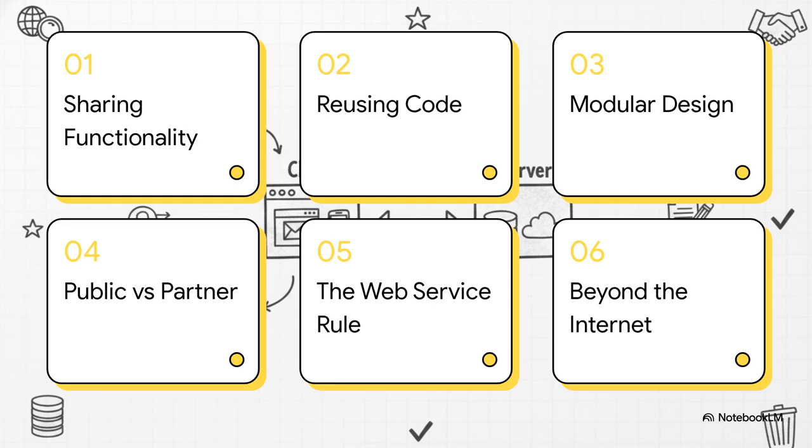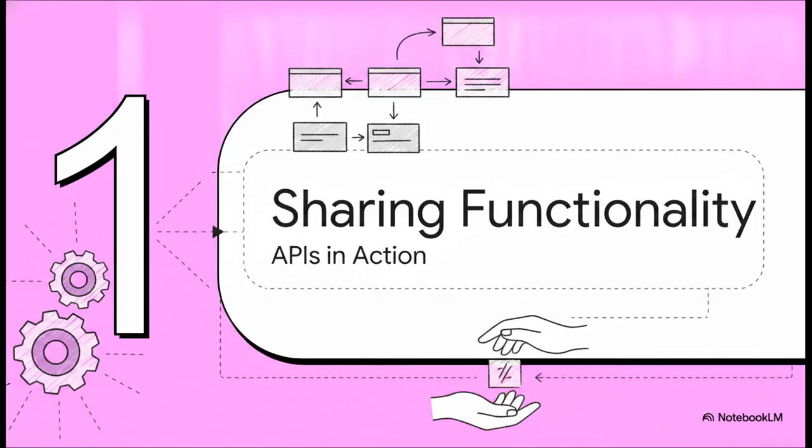So in this explainer, we're going to map out exactly how this hidden ecosystem works. Our roadmap today covers 1. Sharing software functionality, 2. Reusing code across platforms, 3. The power of modular design, 4. Public versus partner APIs, 5. The web service rule, and finally 6. APIs beyond the internet. Okay, let's dive right into this.